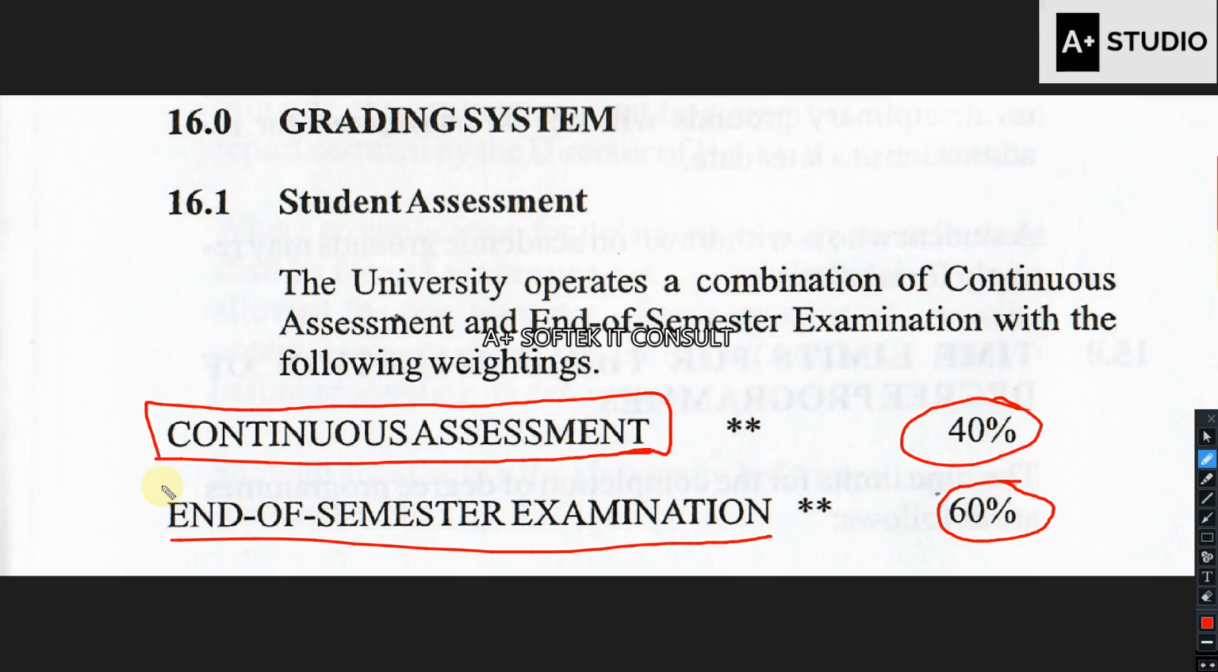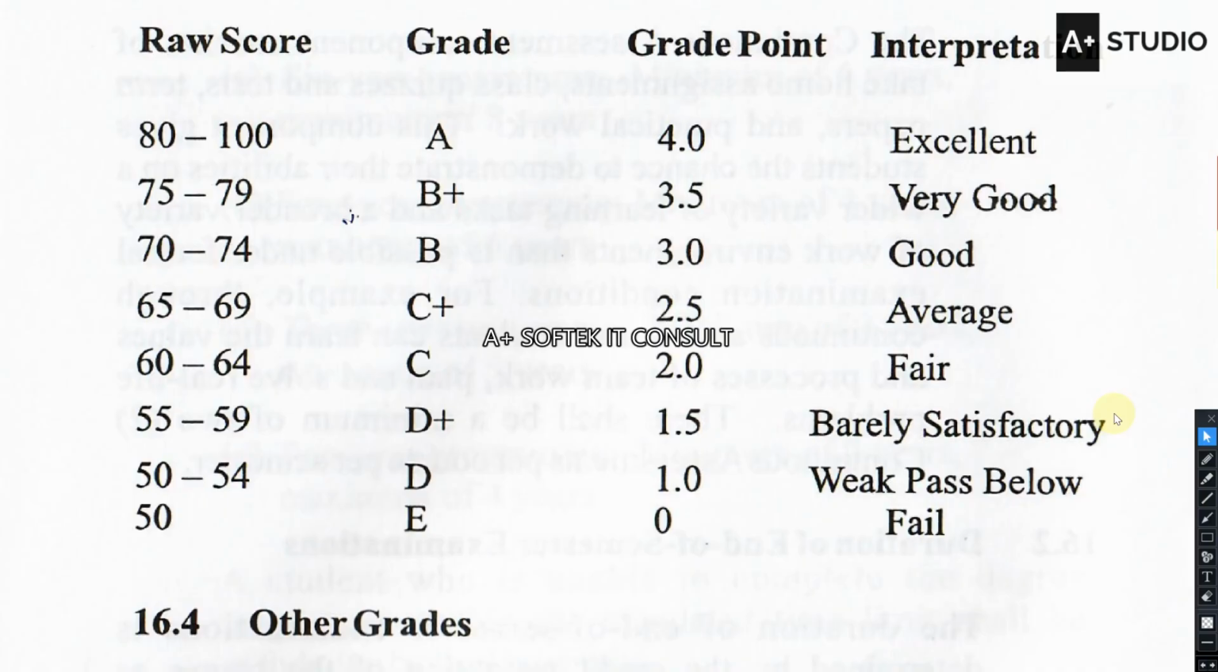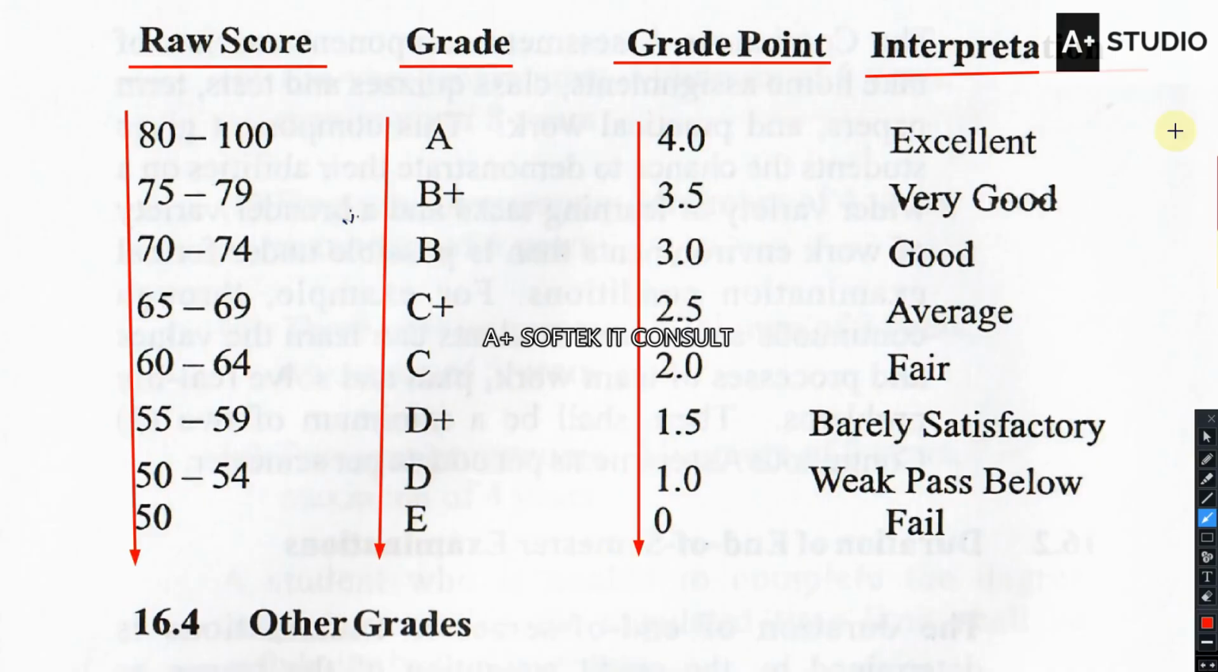Okay, so without much ado, I would like us to dive in and start to see how the grading system is structured. So at the University of Cape Coast, this is how the grading system is structured. We have the raw score, we have the grade, we have the grade points, we have the interpretation. We will explain all of these.